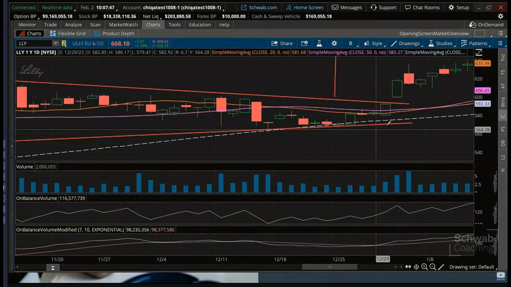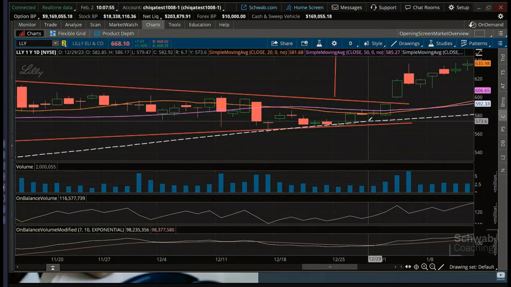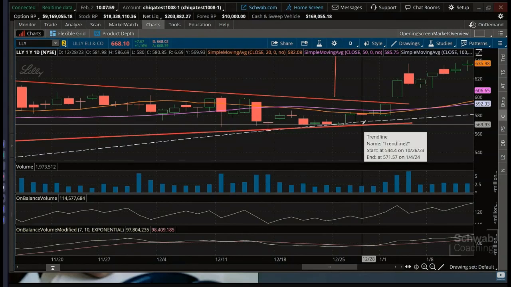So we would have had an entry, basically this day here, which would have been a day earlier. So again, that's how you can figure that out. All right.